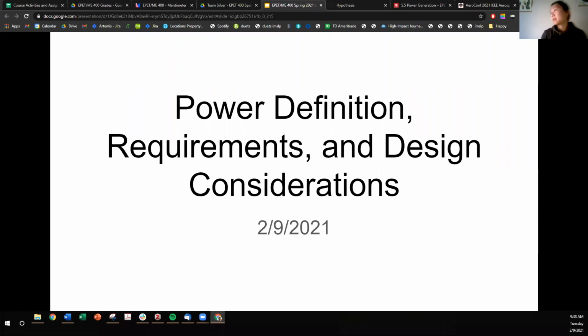Good morning, class. We are introducing the power subsystem today. So we'll go over some basic terms that are related to power that are important, some fundamental concepts, then requirements, and then some design considerations.